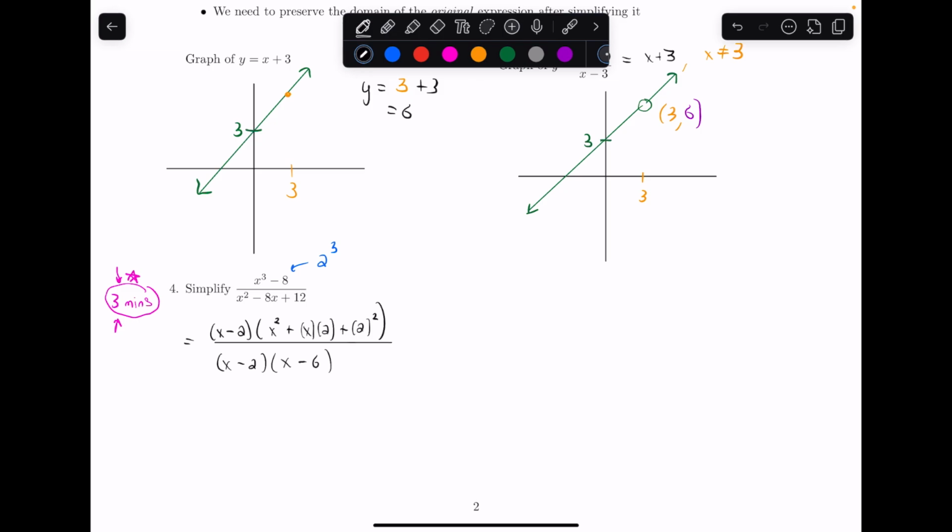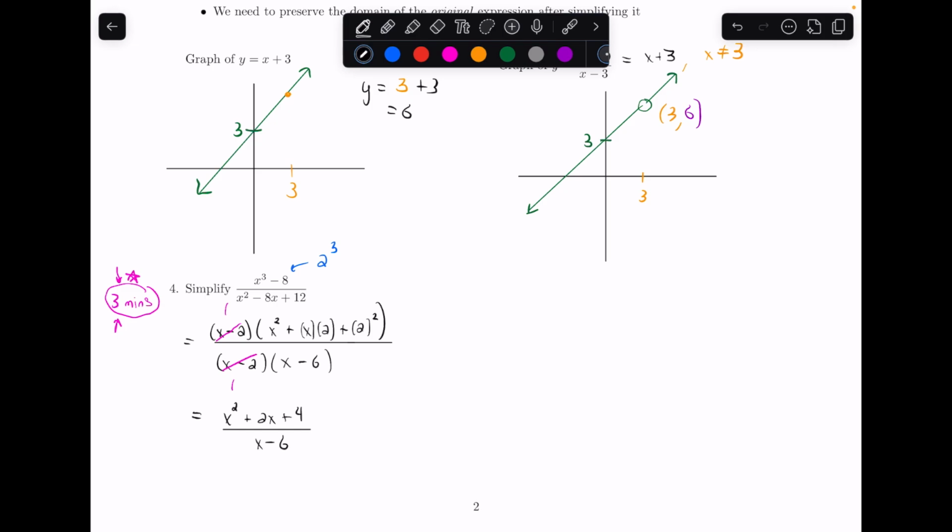Oh, and I noticed there's a common factor on the top and the bottom. There's this x minus 2 multiplying everything else on the top, and on the bottom multiplying the other stuff. It's a common factor. So I can divide it away to be left with a 1 there and a 1 there. So that gives me x squared plus 2x plus 4 over x minus 6. So I got it simplified.